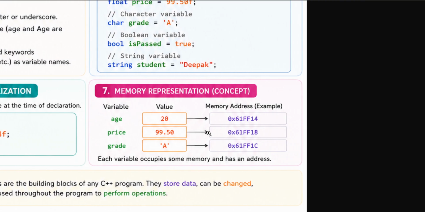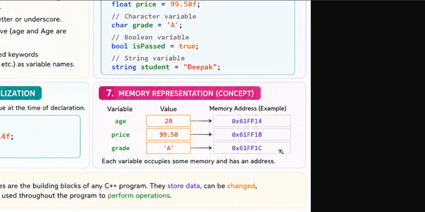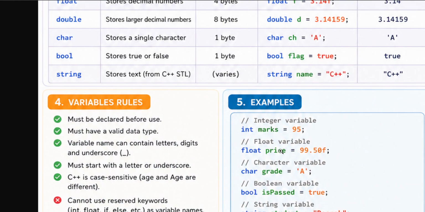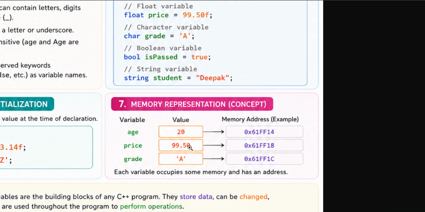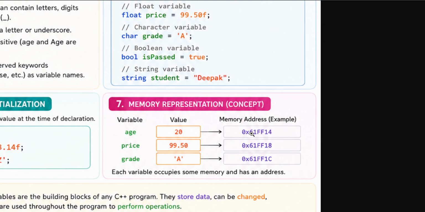When a variable is created, the computer allocates some memory address to that variable. Every variable acquires memory and each memory location has an address. The amount of memory used depends on the data type. The amount of memory is listed here. Int uses 4 bytes, float uses 4 bytes, double 8 bytes, char 1 byte, bool 1 byte, and string varies based on its number of characters.